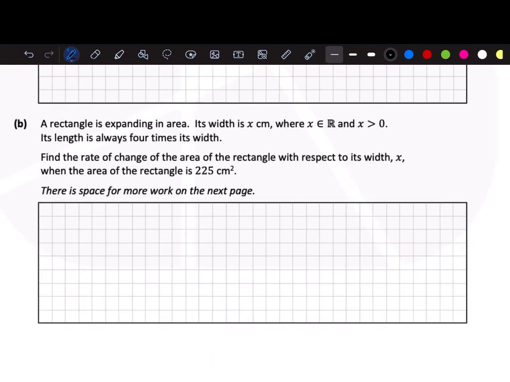this is an uncommon question, but it's important to understand it now, just in case anything like this comes up in the future. So it says, a rectangle is expanding in area. Its width is x centimeters, where x is a real number and x is greater than 0. Its length is always 4 times its width. Find the rate of change of the area of the rectangle with respect to its width x when the area of the rectangle is 225 centimeters squared.